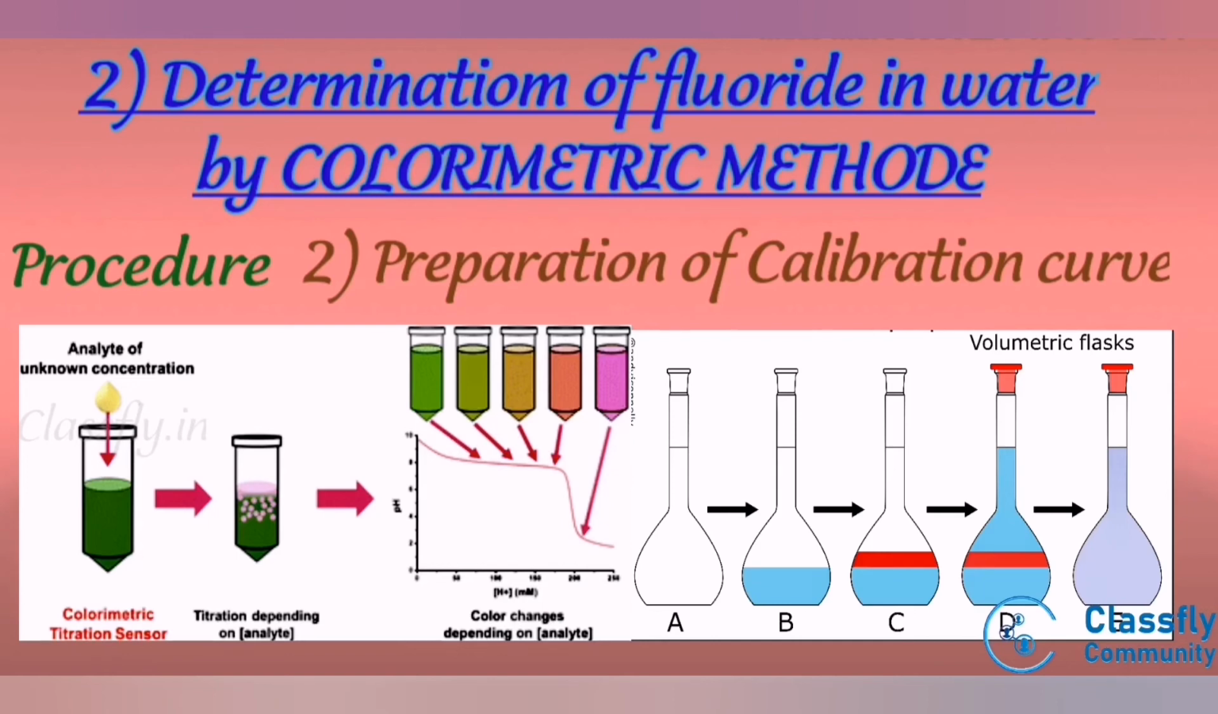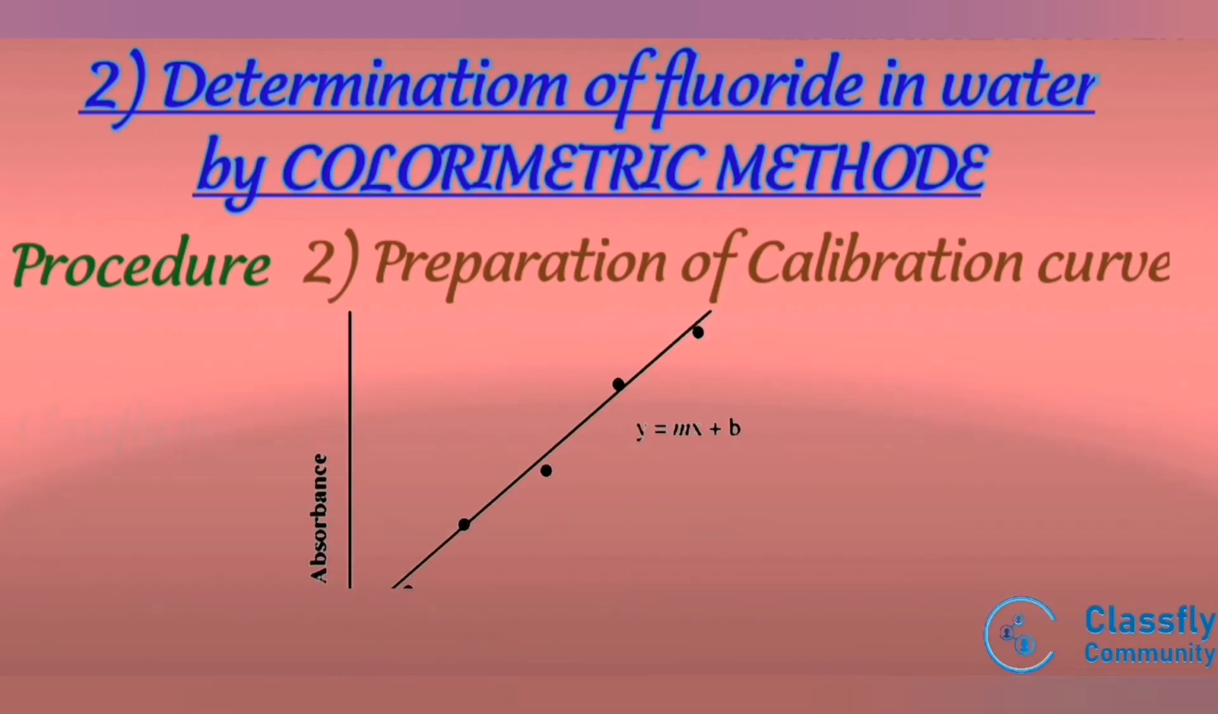Blank solution is prepared by diluting 10 ml of zirconyl SPADNS in a 50 ml standard flask with distilled water and shaking well for uniform concentration. The absorbance of all the solutions is measured at 574 nanometer against a reagent blank, and a calibration curve is obtained by plotting absorbance against concentration of F- in mg per L. A suitable aliquot of the water sample is taken and all the steps above are repeated. Using the calibration curve, the concentration of F- in mg per L of all the water samples is obtained.